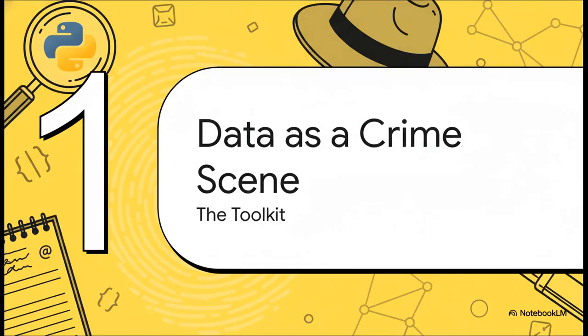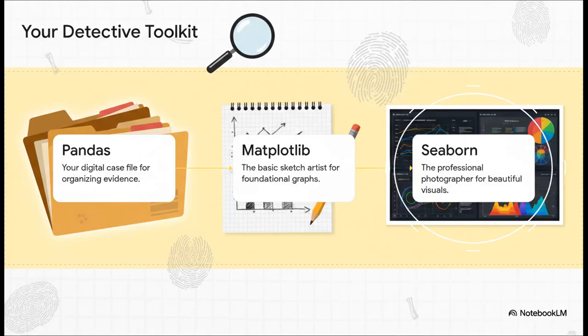It just doesn't work. Now, every good detective needs their toolkit, right? Well, in the world of data, our toolkit is going to be built with Python. So let's take a look at the absolute must-have gear for cracking any data case. First up, you've got Pandas. This is like our digital case file. It lets us open up our data, organize it, and manage all the evidence. Then we have Matplotlib. Think of this as our trusty sketch artist, perfect for whipping up some quick, basic charts. But when we want to create some really stunning, compelling visuals, we bring in the specialist, Seaborn. This is our professional crime scene photographer, making our insights look sharp and beautiful with way less effort.